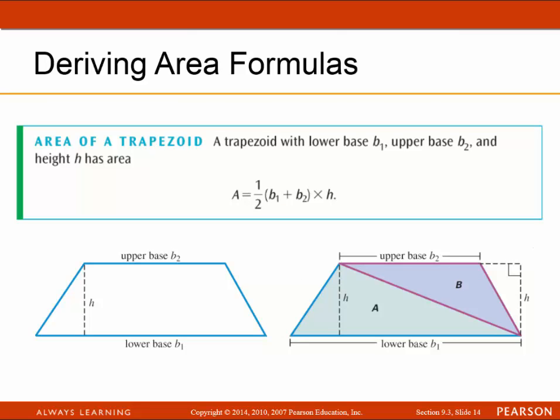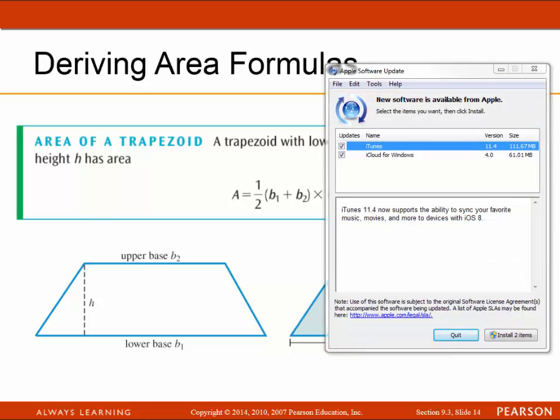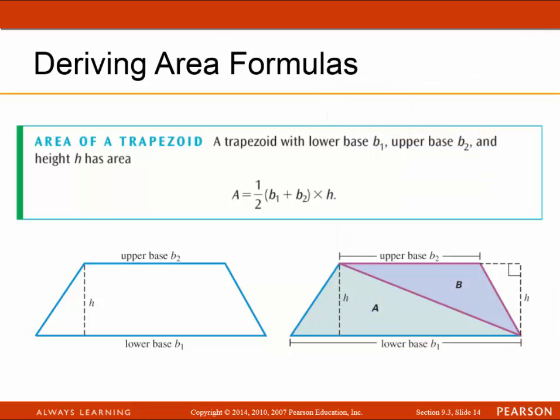Next thing that we're going to look at is the area of a trapezoid. Now a trapezoid with lower base B1 and upper base B2 and the height H has an area that's equal to 1/2 the sum of the two bases times the height. Here we have the upper base, the lower base, and the height.